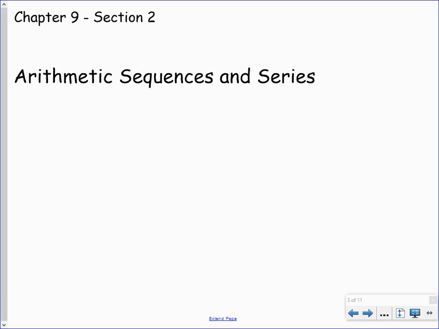In our little box for arithmetic sequences and series, this box holds all the sequences where we're adding or subtracting the same number. So that's what it means to be arithmetic.